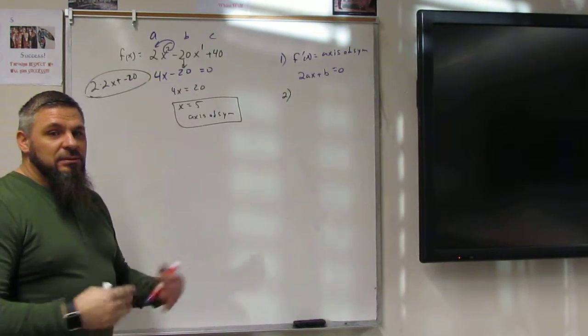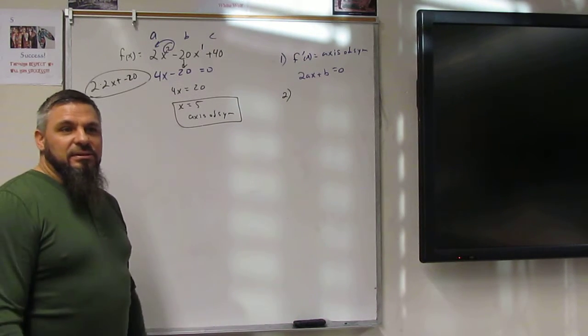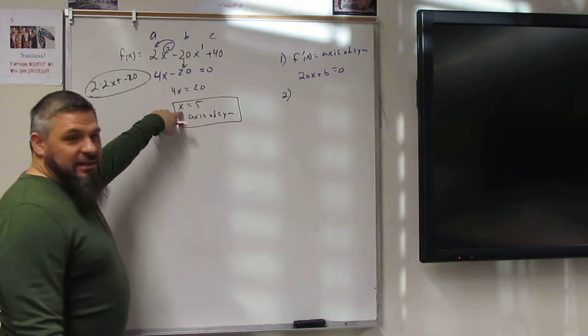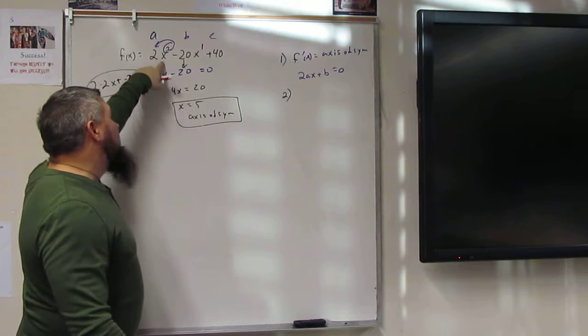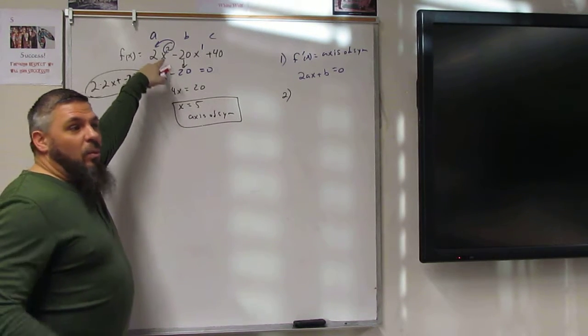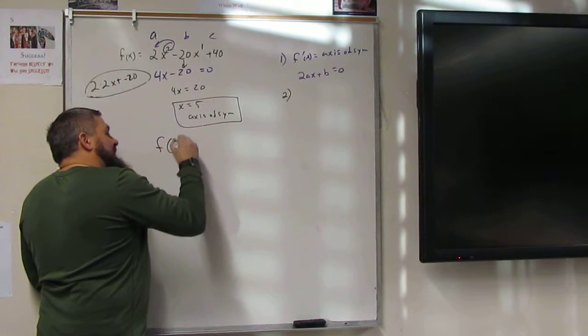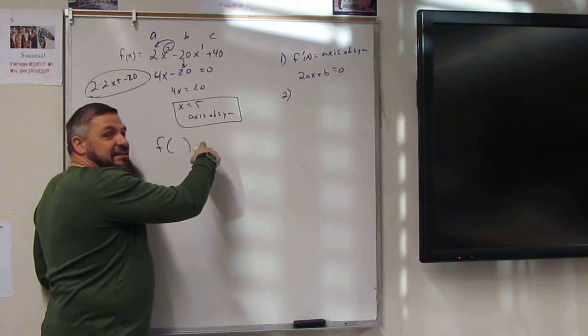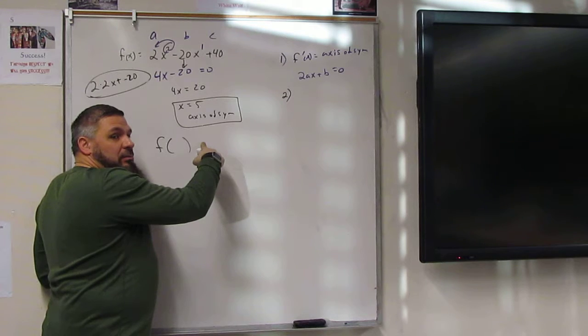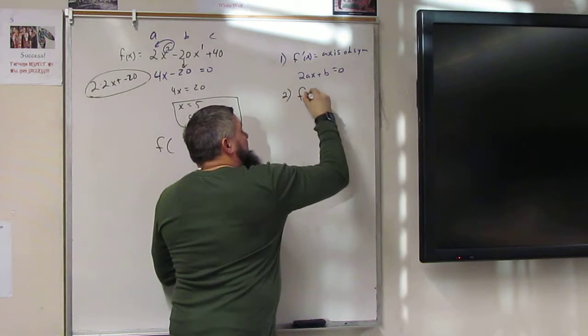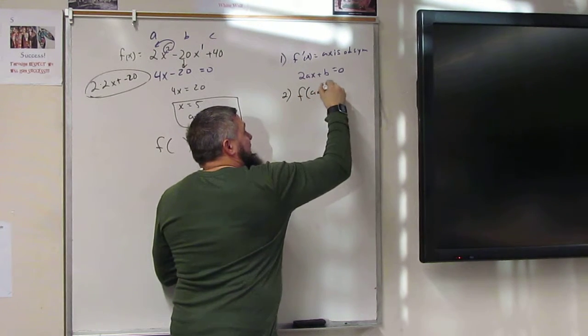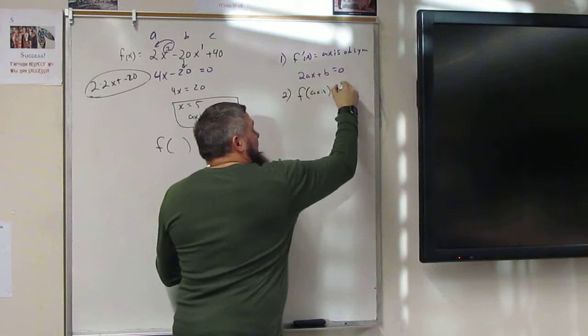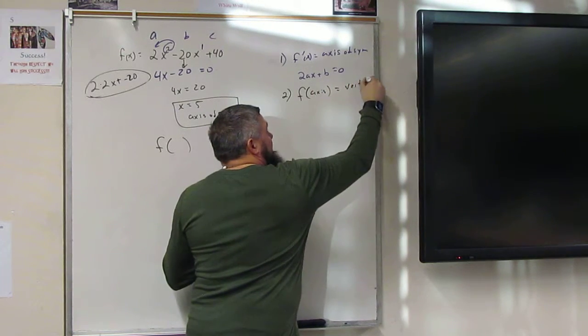So what do we plug it into? The original equation. This is x. I'm going to plug it into this. What you're trying to find is the function with respect to the axis of symmetry. What you're trying to find is the function at the axis, which is equal to the vertex.